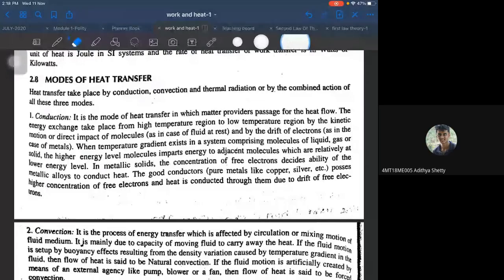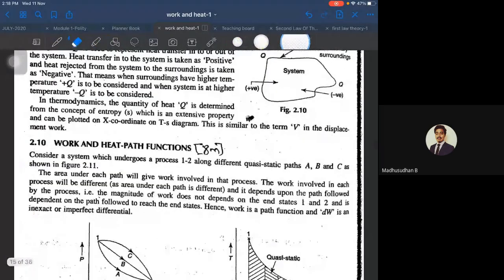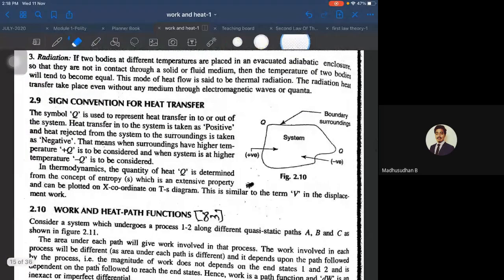Okay. So all these things which I have just explained are being given in the form of theory here, like this. If you just go through it, you can get that. Sign conventions of heat. Whether work and heat are point functions or path functions?